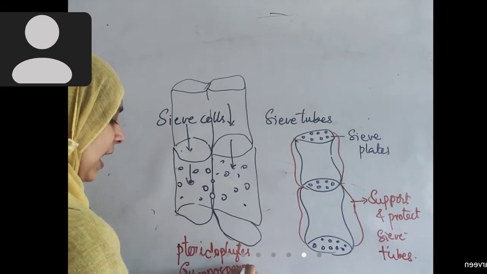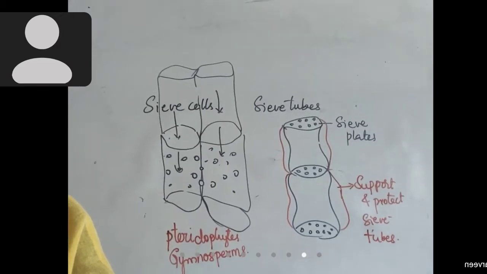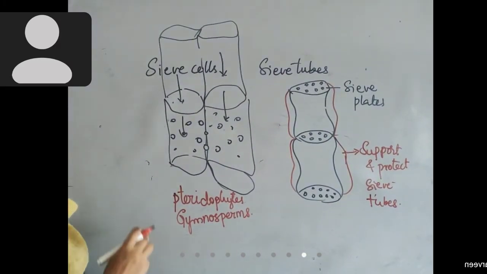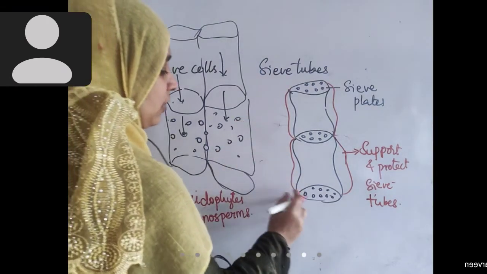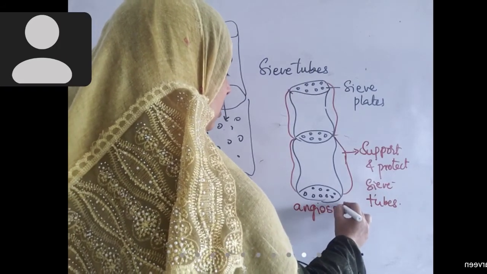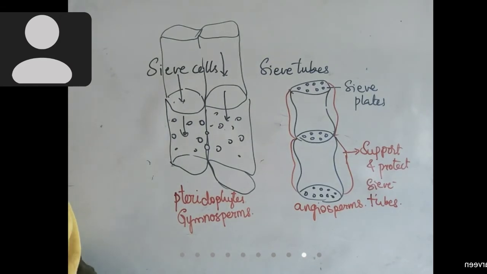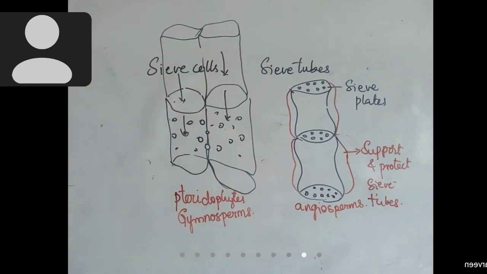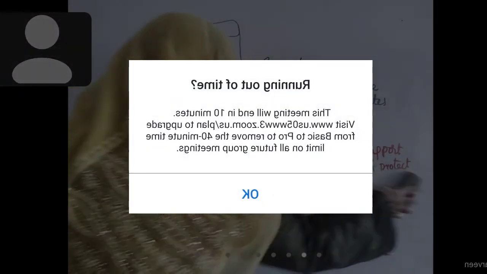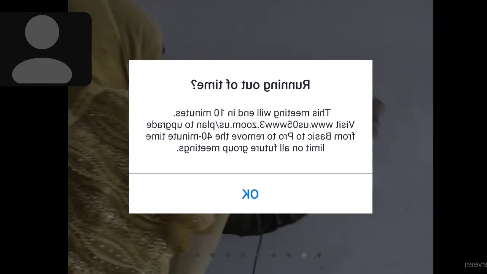Gymnosperms you have seen in the classification chapter. If you don't remember what pteridophytes and gymnosperms are, we are going to revise in our fifth chapter. At that time you will understand. Sieve tubes are present in angiosperms. So those are the different types of phloem elements. Okay. So with this we have completed classification of plant tissues. Once I'll draw a flow chart of classification so that you get a summary.